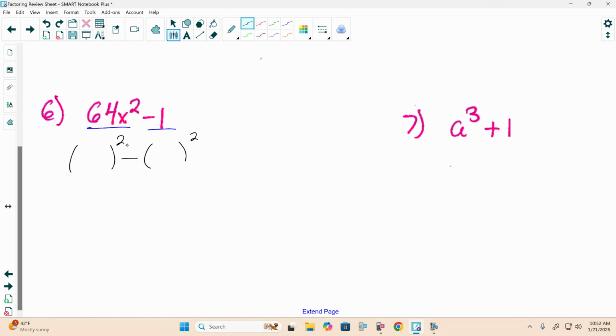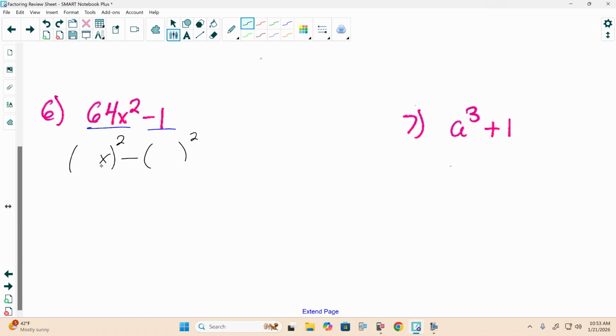Now, the reason I say difference of perfect squares and not difference of perfect cubes is kind of the hint that they gave us with the x squared. Because what times itself is x squared? Well, that would be x. If it had been x cubed, or a power bigger than 2, we might be looking at cubes.